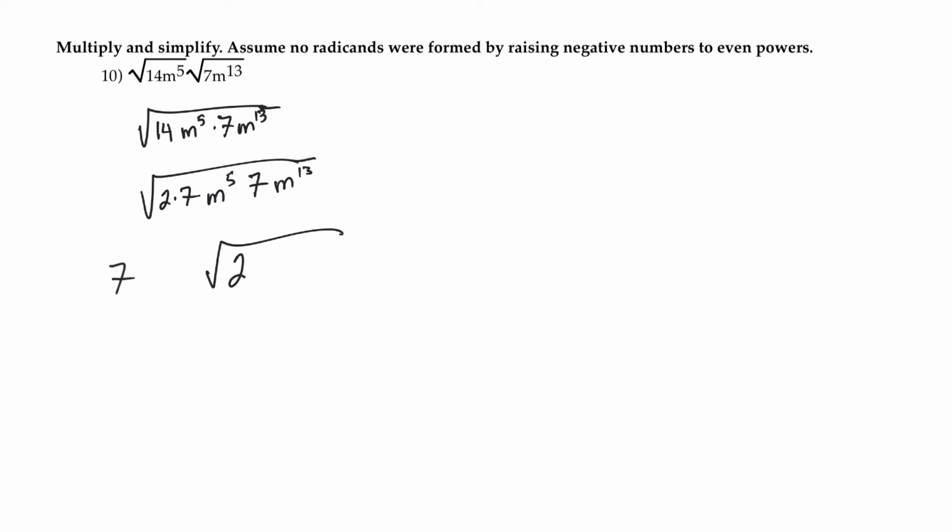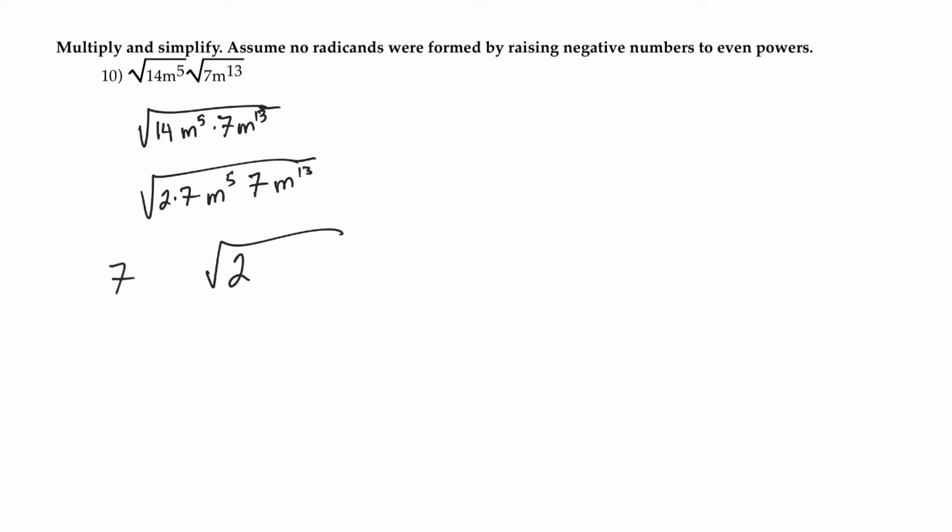Okay, multiply and simplify. So I've got two common radicals, so if I multiply, I can just put them both underneath the radical sign. 7m to the 13th, and then simplify. Now 14 is the same as 2 times 7, right? So if I'm simplifying a radical, two things the same inside, I can bring one out. So here's 2 7s, so I can bring 1 7 out. And then inside, I'll just be left with a 2.